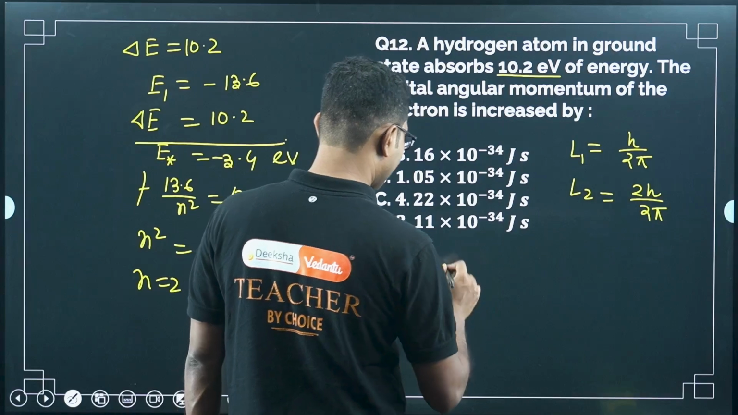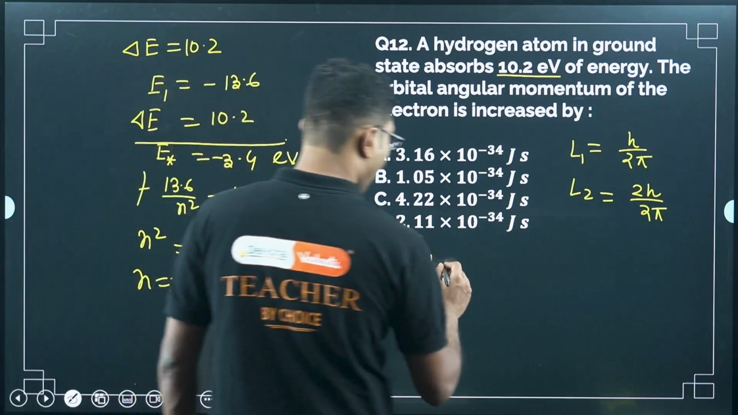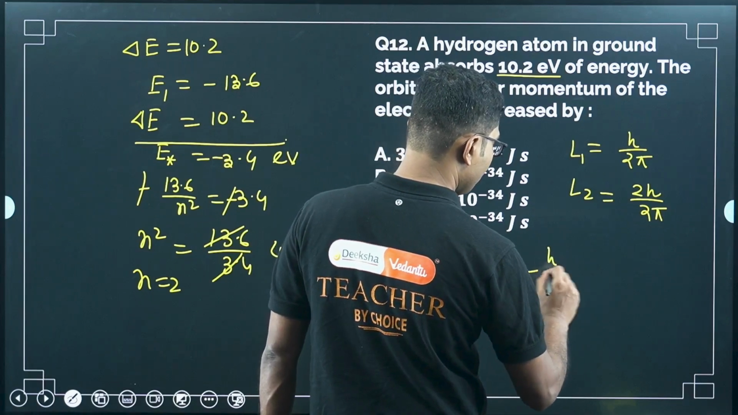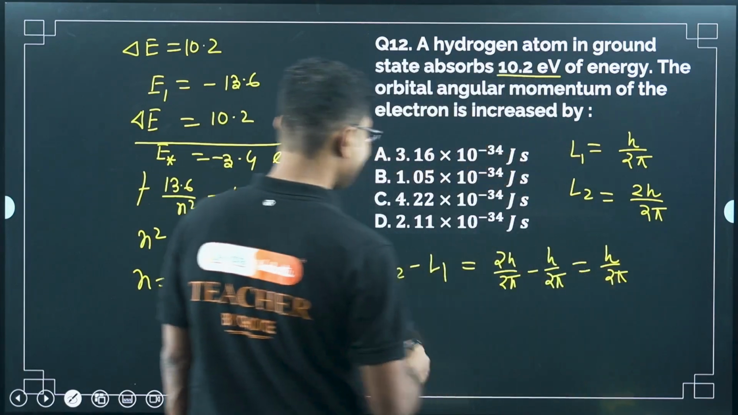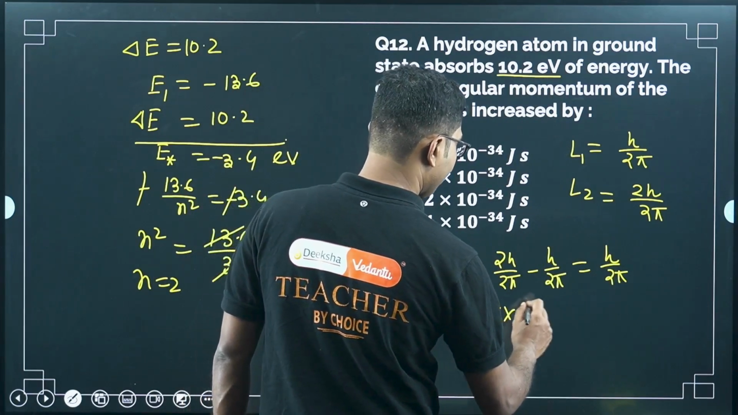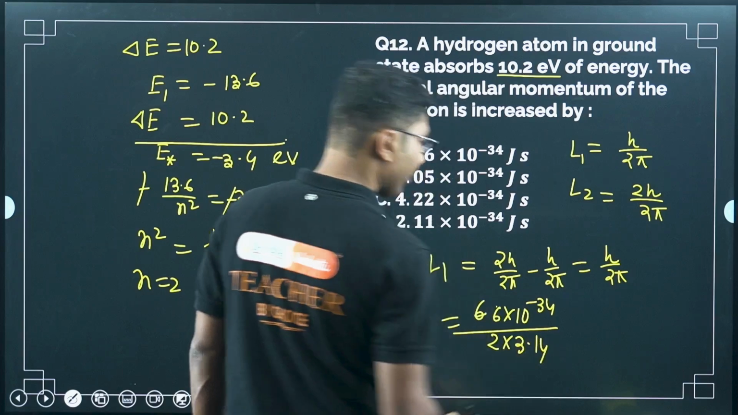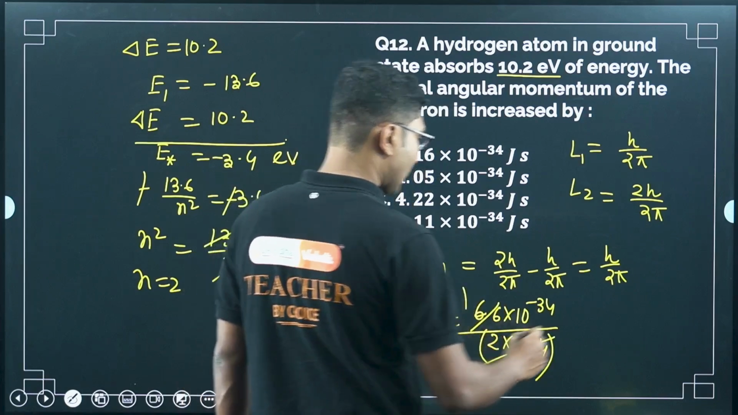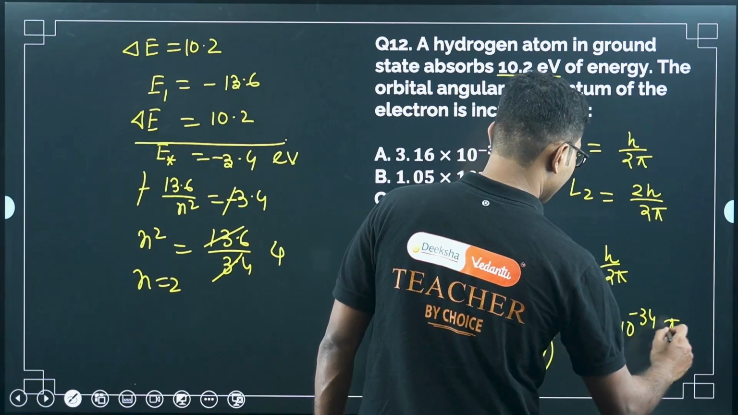So L2 minus L1 will be 2h by 2 pi minus h by 2 pi. So that is equal to h by 2 pi. Okay, so what is h? h is 6.6 times 10 to the power of minus 34. What is 2 pi? 2 pi is 2 times 3.14. Now I already did this kind of approximation. Before that I said this you can cancel, so you will get 1. Okay, so 1 times 10 to the power of minus 34 joule second.